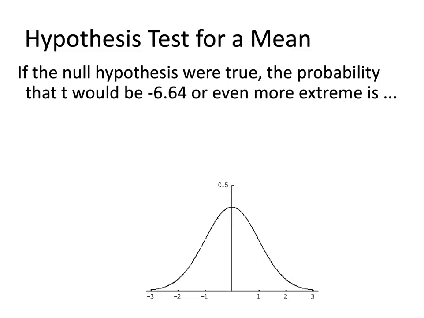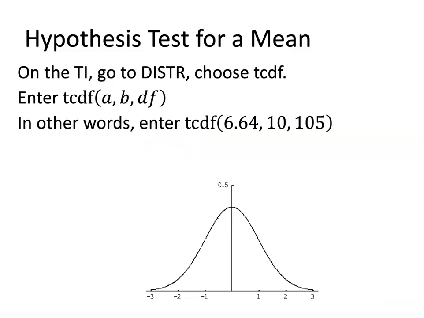This is our t, so the absolute value of negative 6.64 is just 6.64. So we need to find the area to the right of 6.64. What's that area? Well, fortunately, our TI can help us out. On the TI, go to DISTR and choose tcdf. Enter tcdf(A, B, DF). A in this case is the lower limit, so we want the area to the right of 6.64. That means the lower limit is 6.64. B is the upper limit, so that would be infinity.